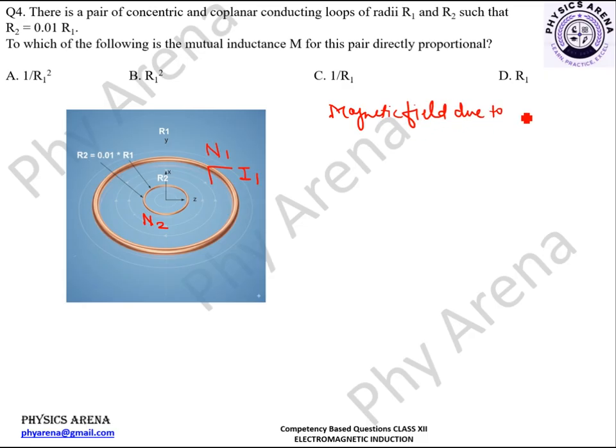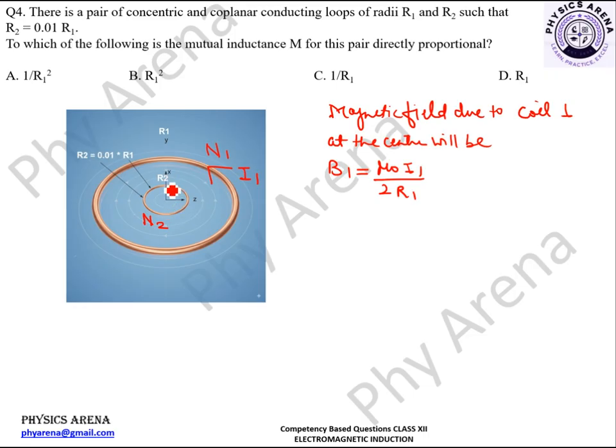The magnetic field due to coil 1 at the center will be B1, and it will be mu naught I1 divided by 2 R1, where R1 is the radius of the larger coil. This magnetic field will be coming out of the plane of the paper if they are placed in the XY plane.